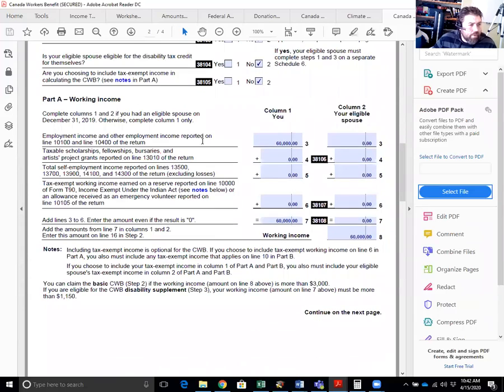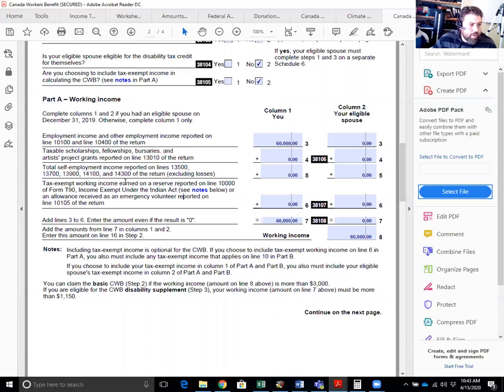Okay, so we're just going to start here by calculating the working income. Complete columns 1 and 2 if you had an eligible spouse on December 31st, 2019. Otherwise, complete column 1. So we're just going to put this amount in. This is our working income. Our pension income doesn't show up in these amounts. So spouse 1, 60,000, and there's no other amounts, no self-employment, no amounts on these lines.